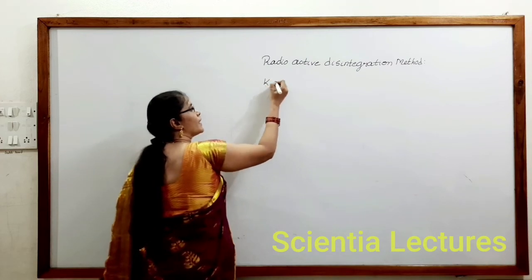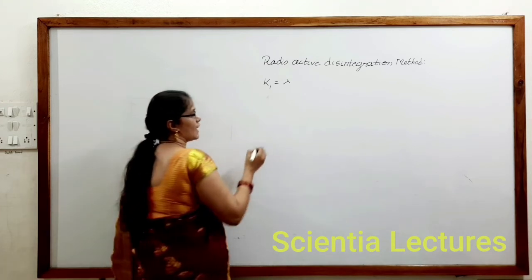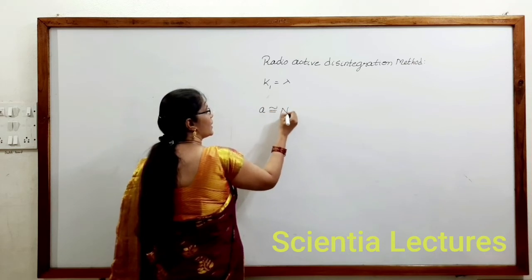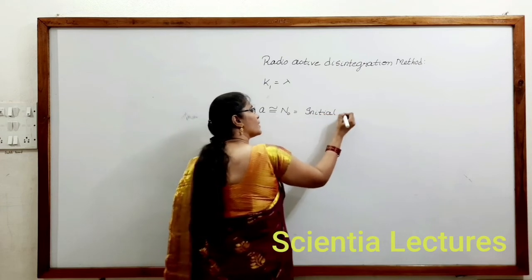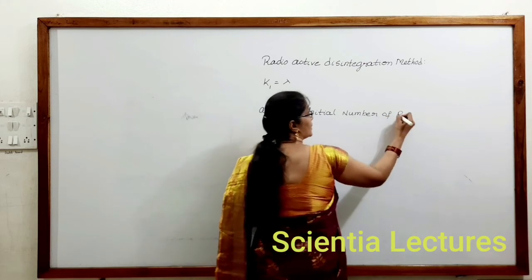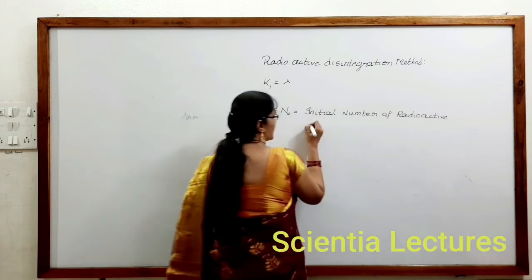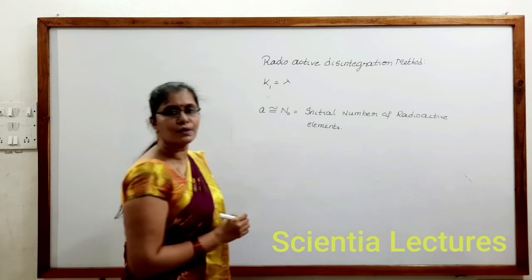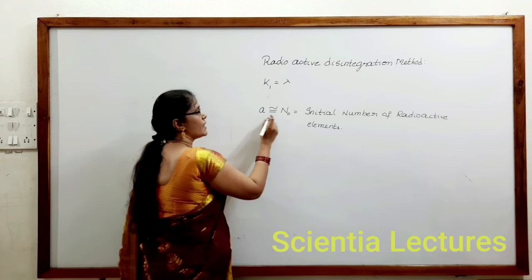They generally take lambda instead of K1. Instead of the initial concentration, they use the notation N0, which is the initial number of radioactive elements present. So instead of A, they use the initial number of radioactive elements present, that is N0. So here A is equivalent to N0.